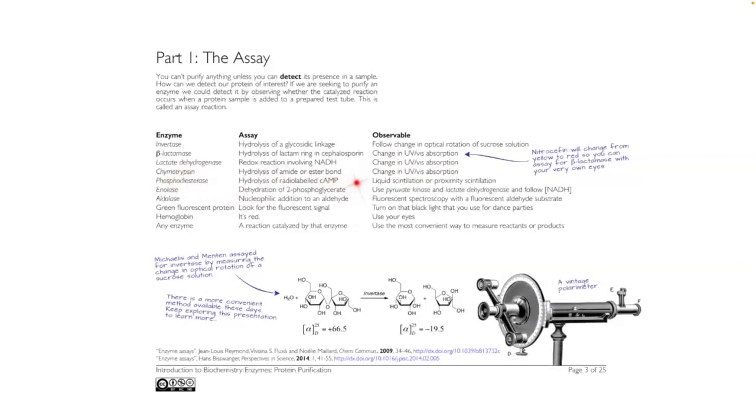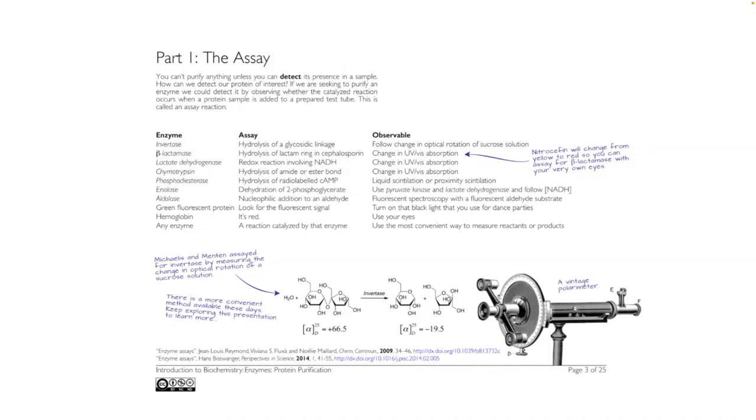Phosphodiesterases, you can use radioactive phosphate, and you can follow the formation of free phosphate through liquid scintillation methods, or basically radiation counting. There's all kinds of ways you can do it. For example, if you're purifying for hemoglobin, just look for the red color. So there's lots of ways that you can use to find a particular protein.